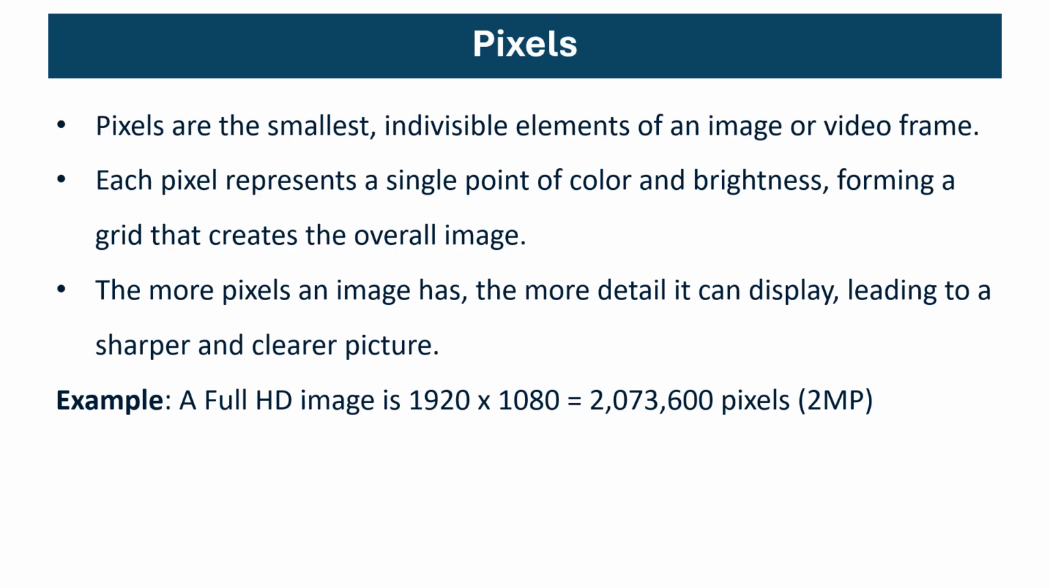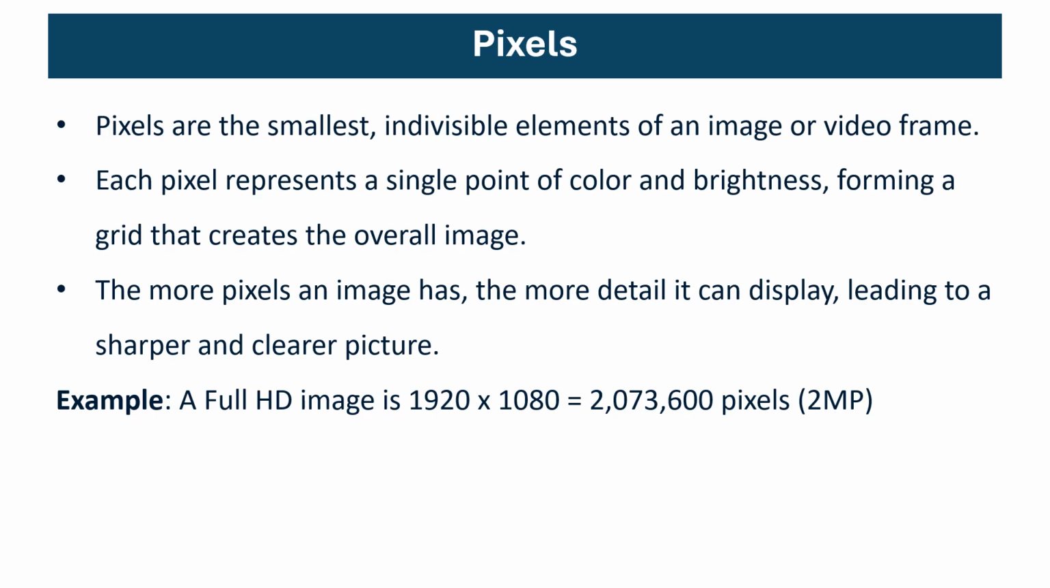What are pixels? Pixels are the smallest indivisible elements of an image or a video frame. When you talk about a video frame, it's just a single image. So an image is made up of pixels, which are indivisible elements. It means that a pixel is the smallest part of the image. When the image is broken down to the final stage, you find 1 pixel. Each pixel represents a single point of color and brightness. Joined together, they form a grid that creates the overall image.